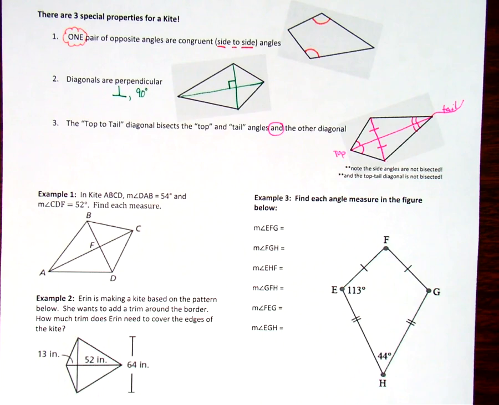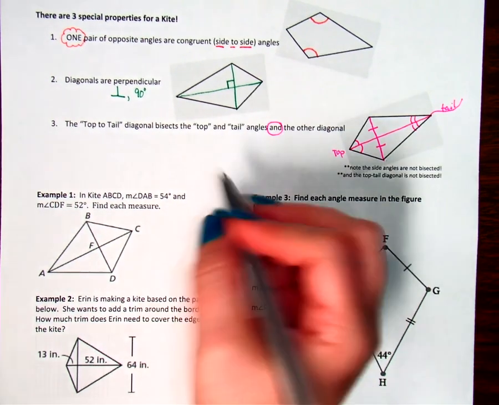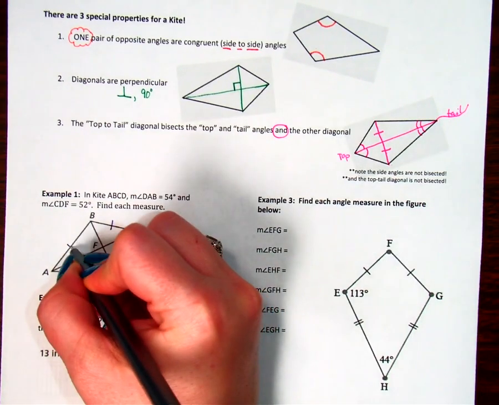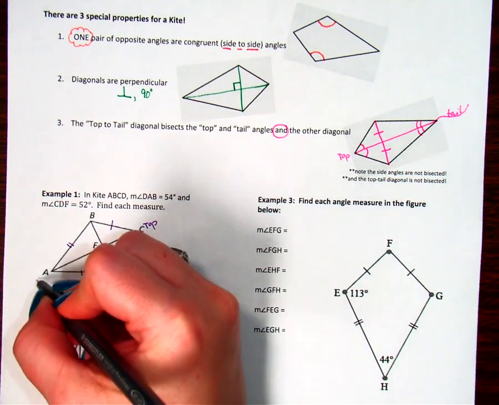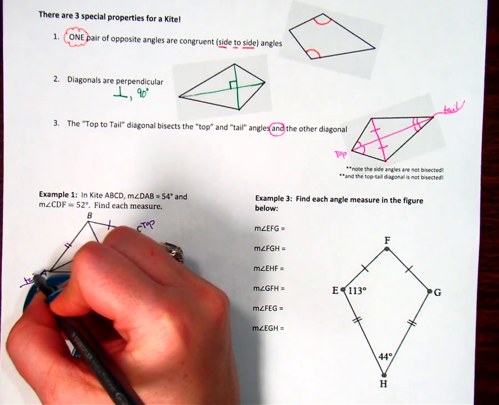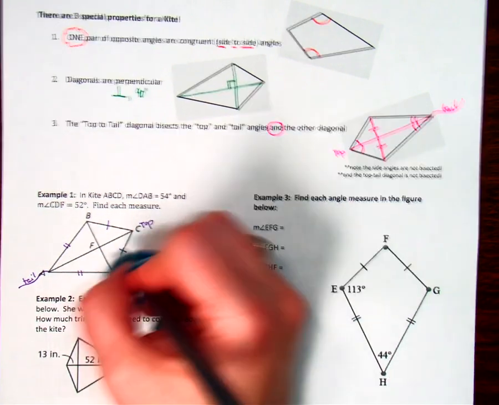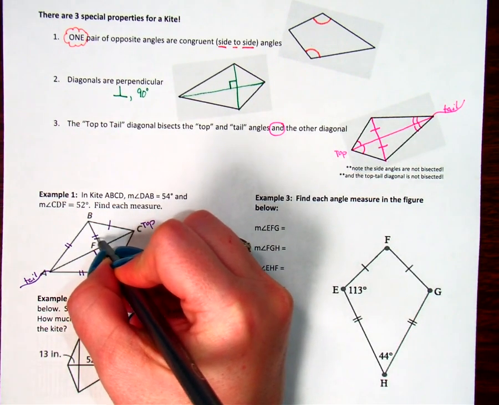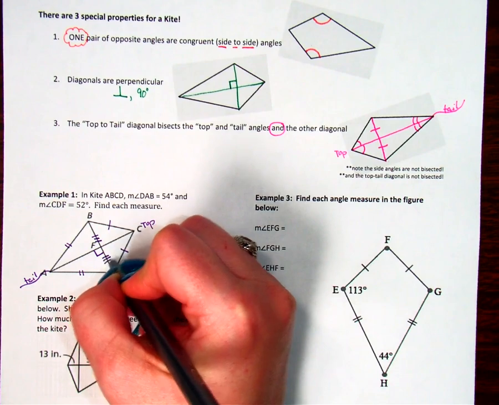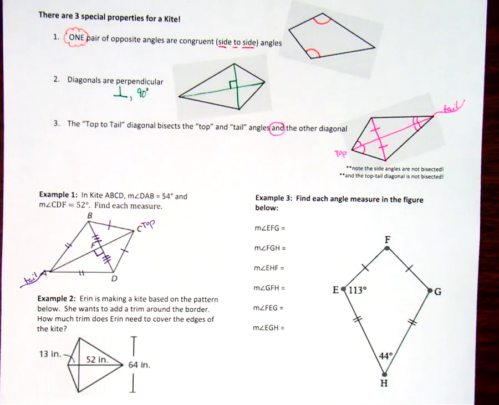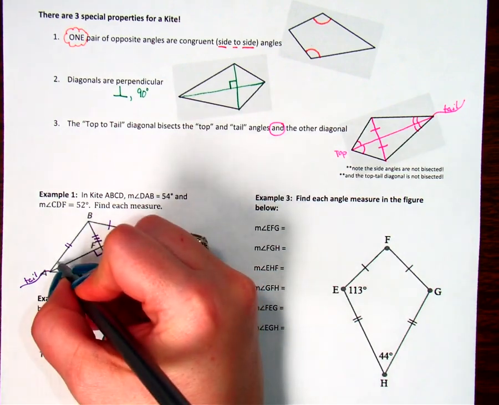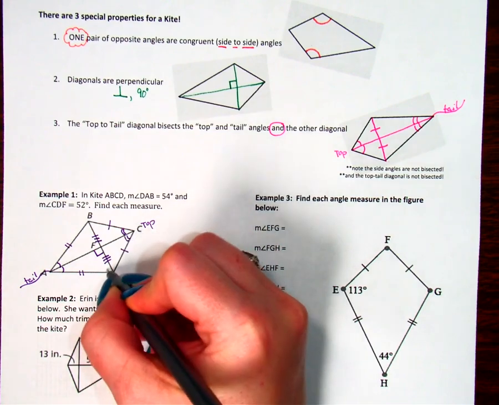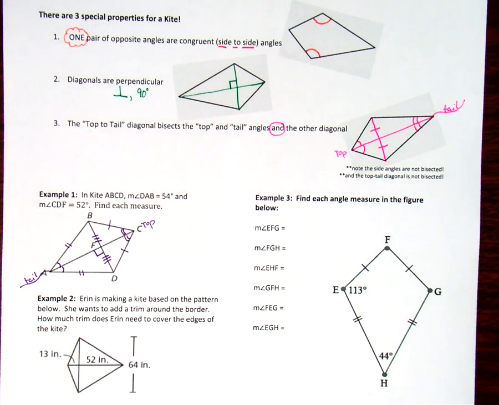Find each measure. Okay, so when I look at this, I know I'm going to have congruent sides here, congruent sides here. I'm going to have a top, I'm going to have a tail, and then I know I'm going to have 90 degrees here. I know this is going to be bisected into equal pieces. I'm using 3 tick marks because I've already used 1 and 2. Okay. I know these are going to be bisected, and I know these are going to be bisected, but these are not bisected. Okay. That, what I marked in there, is true for every single kite.